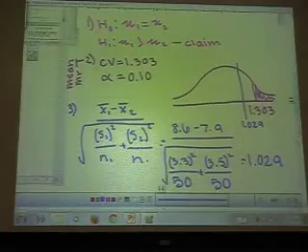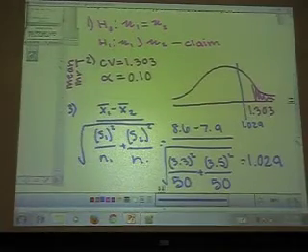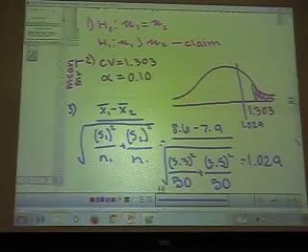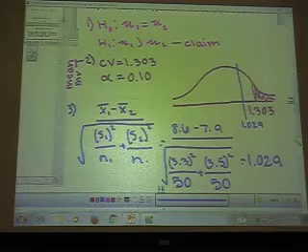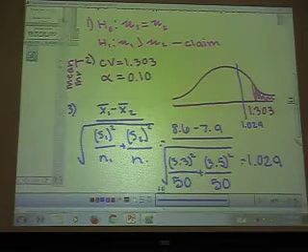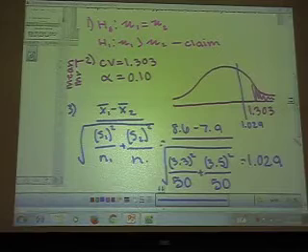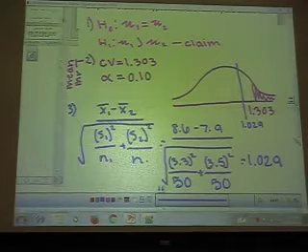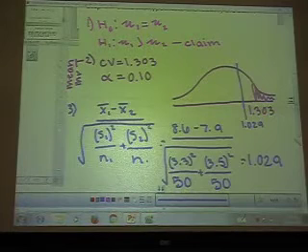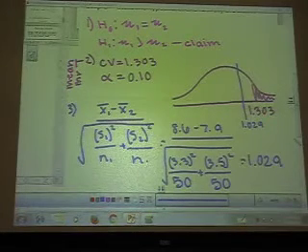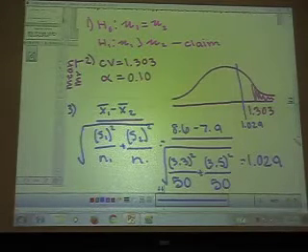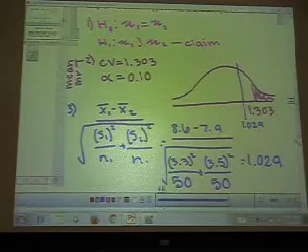And then I used the t-table for the values, and I found that the critical value equals 1.303, and I used alpha 0.10 for the table. And then for number 3, I did x bar 1 minus x bar 2 over the square root of s1 squared over n1 plus s2 squared over n2, and I found that equaled 1.029. Great.